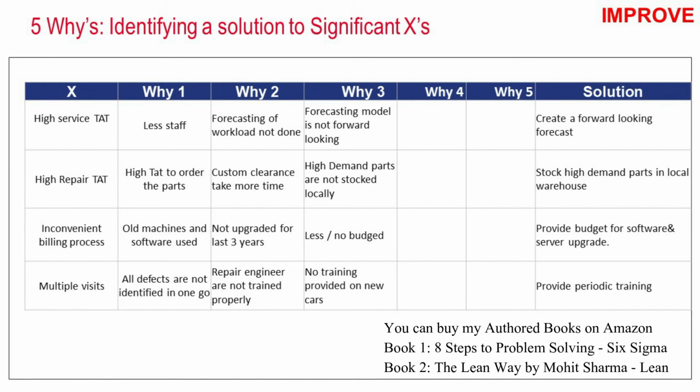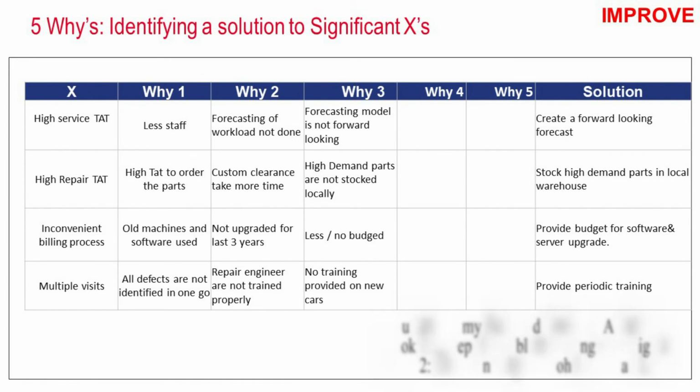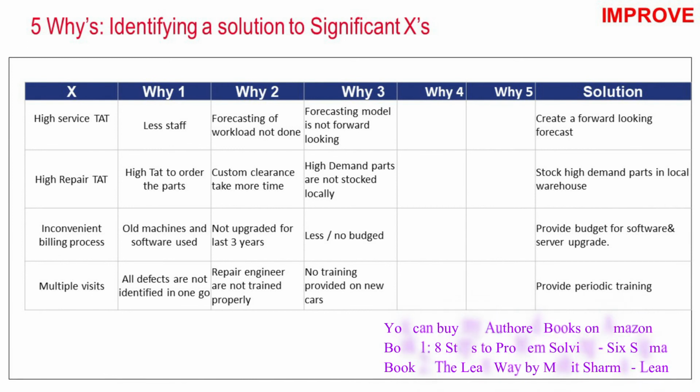The last root cause was multiple visits. Why? Because all defects are not identified in the first visit. Why? Because engineers, those who repair the automobile, are not trained properly to identify all the defects in one go. And why were they not trained? Because there was no training provided on the new cars or the new models which are being launched by the company. And the solution to this is to provide periodic training to these people so that they can identify all the defects in the first go.